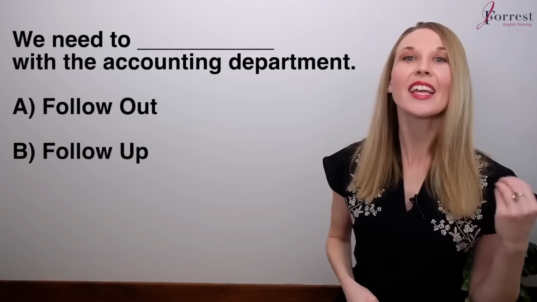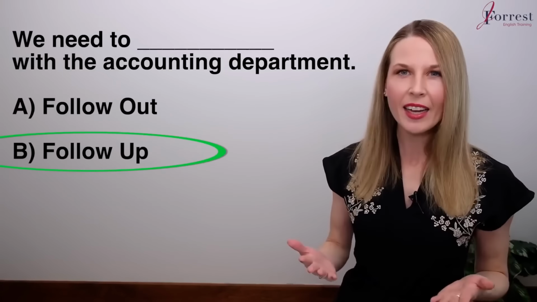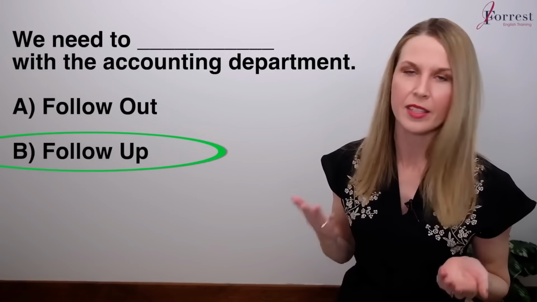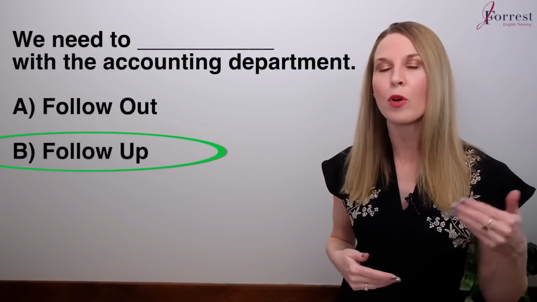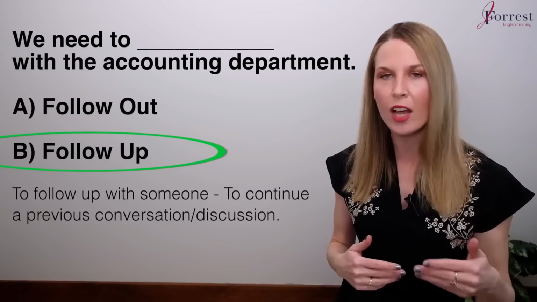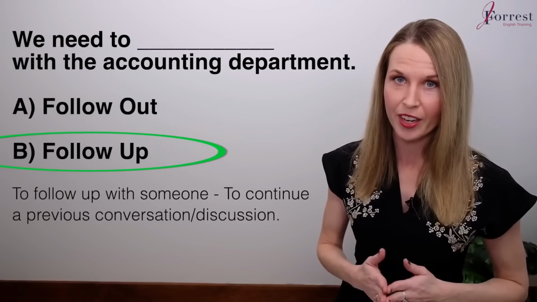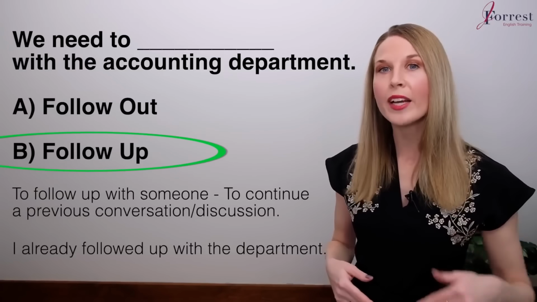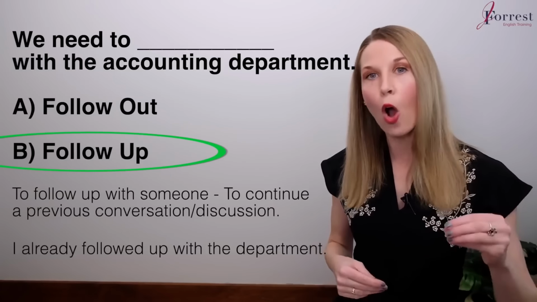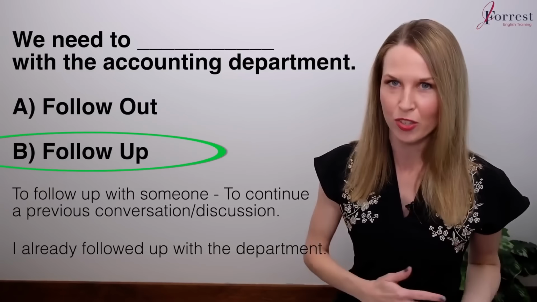The answer is B, follow up with. Grammatically, A is incorrect. You don't follow out with someone. You follow up with someone. And this means that you continue a discussion or conversation that was previously started. I could say, I already followed up with the accounting department. I already continued the conversation we had previously started.